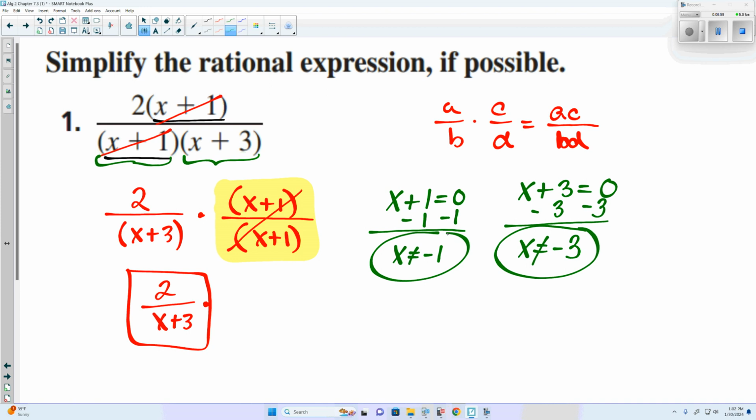Because if we have an x value of -3 or -1, it would cause the denominator to be 0. Because again, x in this case is just an unknown quantity. So x can be any number, but if it's -1 or -3, it would cause the denominator of this to be 0, and we cannot have that. Questions on this here? Okay.